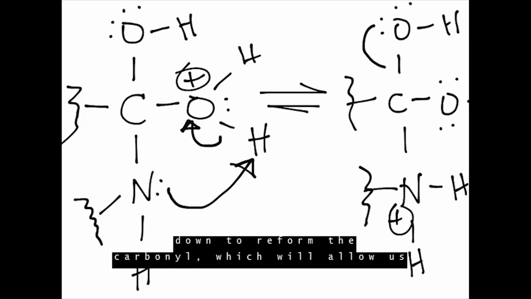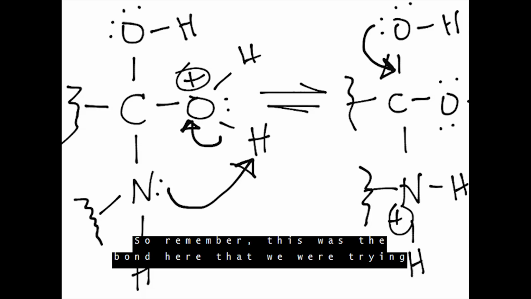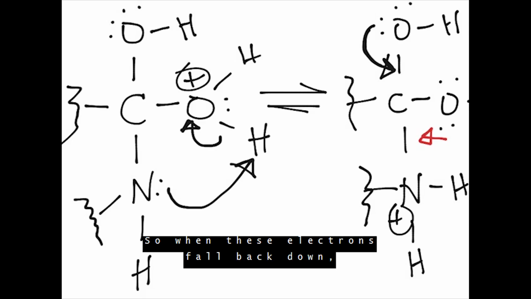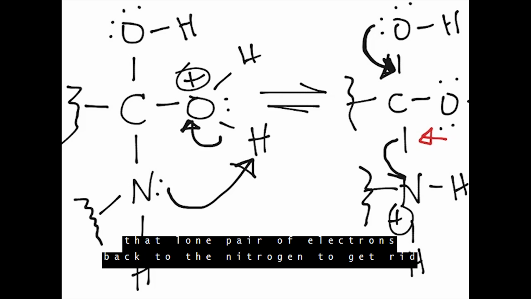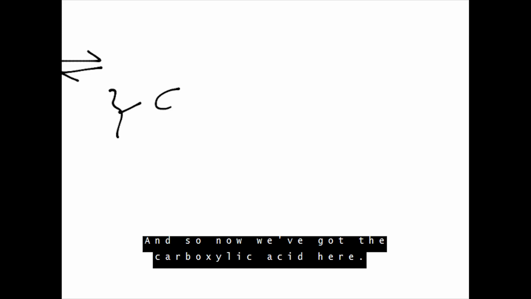So now the electrons can fall back down to reform the carbonyl, which will allow us to break this amide bond. So remember, this was the bond here that we were trying to break in the first place. So when these electrons fall back down, we can now break this amide bond, facilitated by giving that lone pair of electrons back to the nitrogen to get rid of that positive charge. So there's my arrow from the last page. And so now we've got the carboxylic acid here.